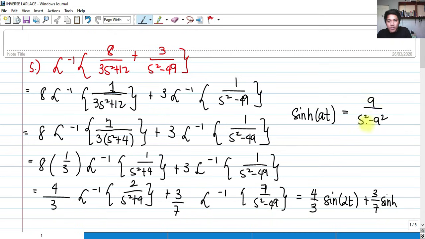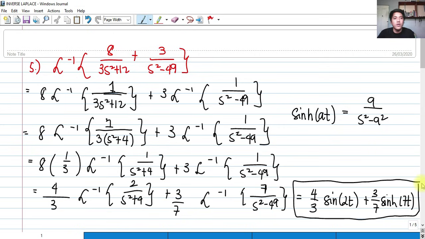hyperbolic sine. This is hyperbolic sine because we have a minus: s squared minus a squared. So that's a hyperbolic sine. Let me rewrite this, please forgive my penmanship. So we have hyperbolic sine of 7t. This should be our answer for evaluating the inverse Laplace of this given problem.